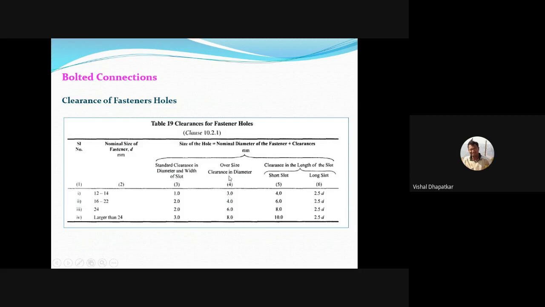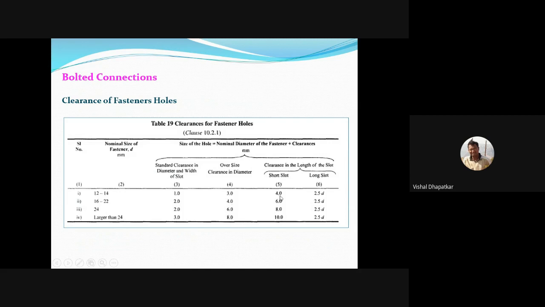In that case, the hole diameter will be slightly oversized, so this can be considered for bearing type bolts, in which the bolt diameter is 12 mm and its hole diameter is 15 mm, right? So for 16 to 22 it is 4, 24 it is 6, and larger than 24 it is 8 mm.